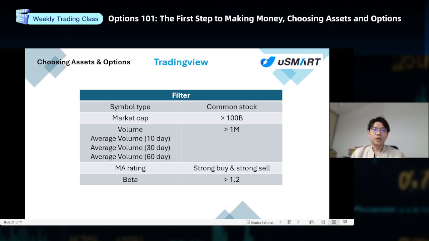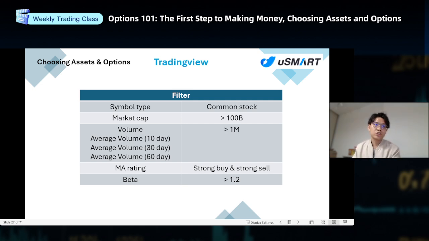Then the last one is the beta, which I would suggest putting above 1.2. Beta represents the volatility of the market. Beta equal to 1 means that the stock has the exact same volatility as the market average, the S&P 500. In this case, we want stocks which are very hot, very actively traded, so we want them to be 20% more volatile compared to the market average.